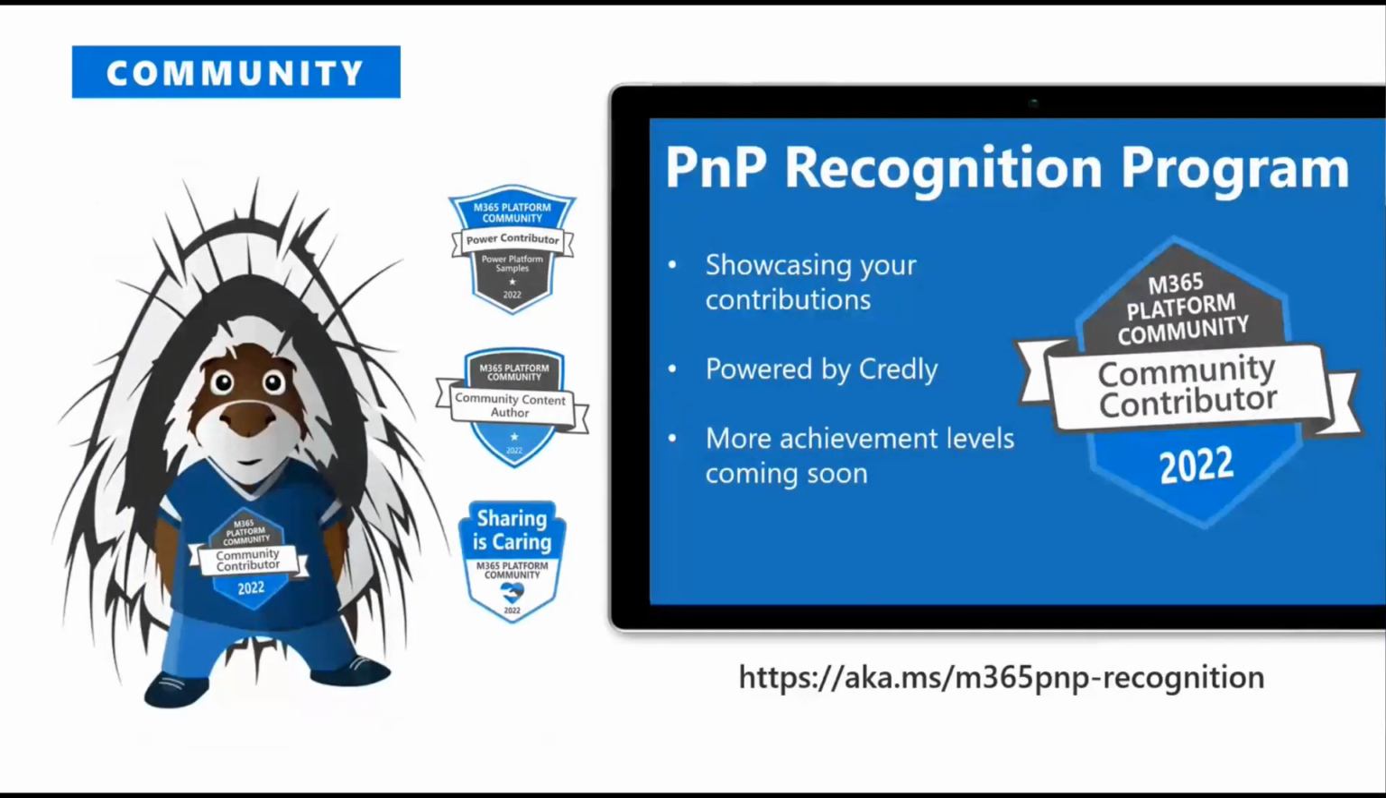Once you do contribute to the community, we want to recognize all the amazing work that you're doing and celebrate it. We have started the PnP recognition program. You've all likely seen some of these new and exciting badges in the wild. They are available to anyone and everyone that would like to contribute. So it is powered by Credly. It is absolutely free. We do need you to opt in though. When you do that, we can connect your GitHub profile to your email address to submit those badges to you.